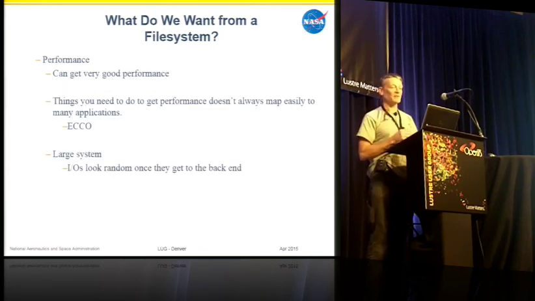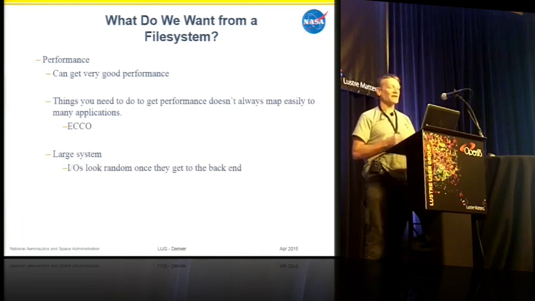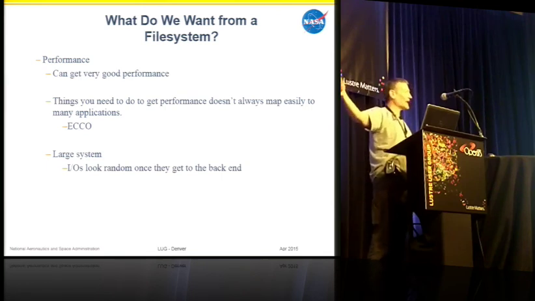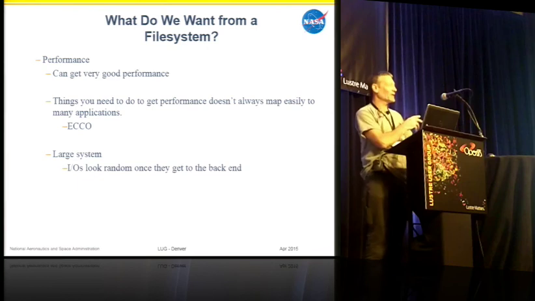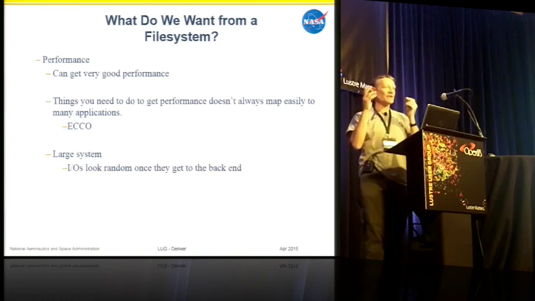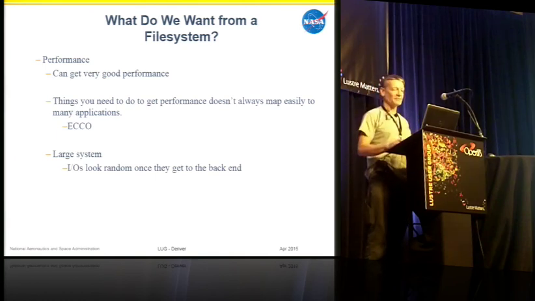Performance: you can get very good performance, but you may have to really modify the application to do that. People aren't always willing. So we really need to deal with this issue of how IOs get randomized on big systems on the back end, and how we can optimize for that. Not how we're going to change the 1,000 things that we do on the front end to match what we can build. We need to change what we build.